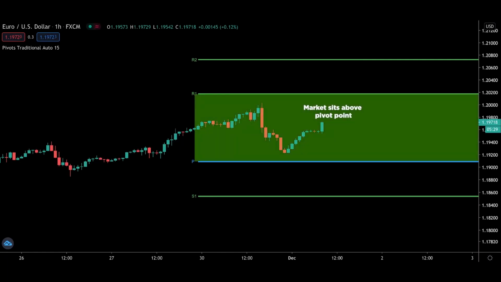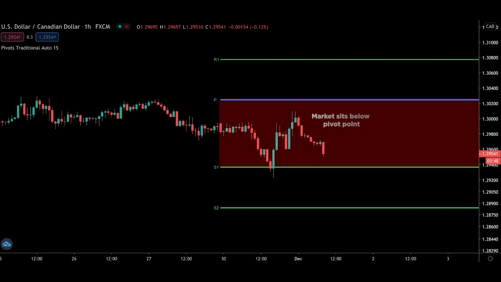If the market sits above the pivot point, you want to assume that the trend is bullish and look for buy opportunities only. Conversely, if the price is sitting below the pivot point, you want to assume that the trend is bearish and only look for sell opportunities.